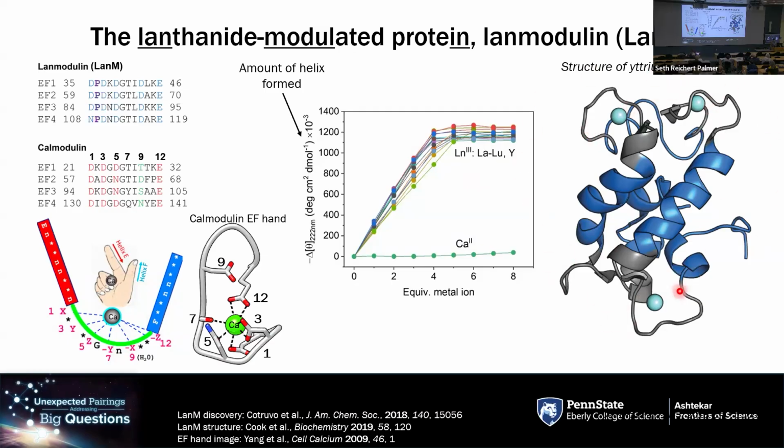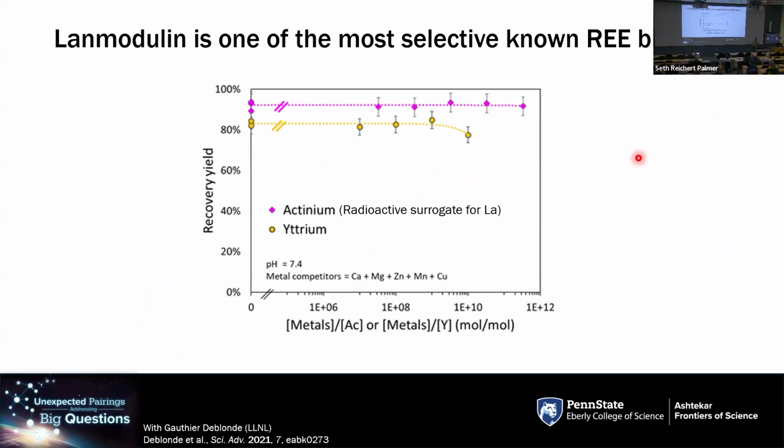The spheres are metal ions here, and in other structures that I'm going to show. And you can see the helices going in and going out of the metal binding sites. So it turned out that this protein was extremely good at differentiating rare earths from everything else on the periodic table. So actually, it was so good that we had to turn to radioactivity to show how good it was.